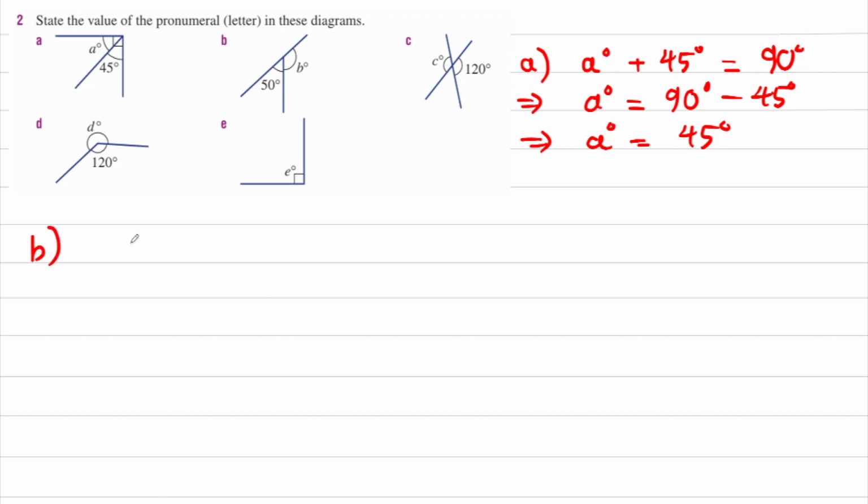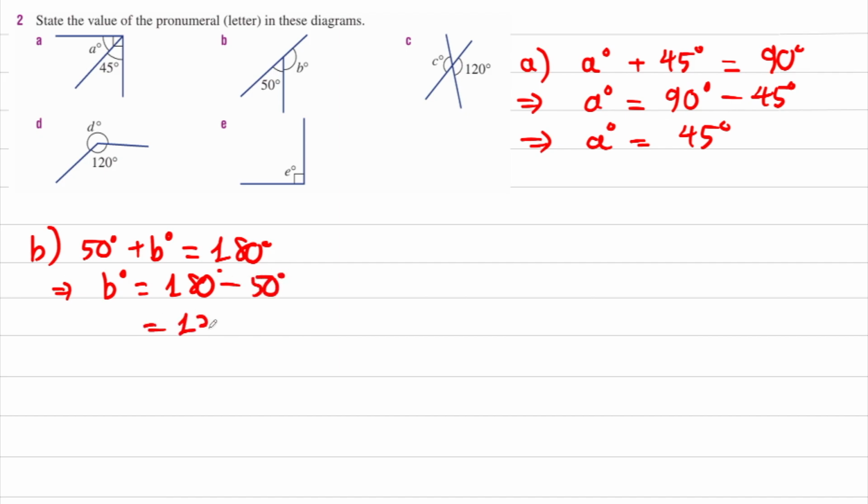Question B, you have these two angles totaling a straight line, which means 180 degrees. So 50 degrees plus B degrees equals 180. That's why you get 180 minus 50 degrees, and then you get 130 degrees. That is the answer to question B.